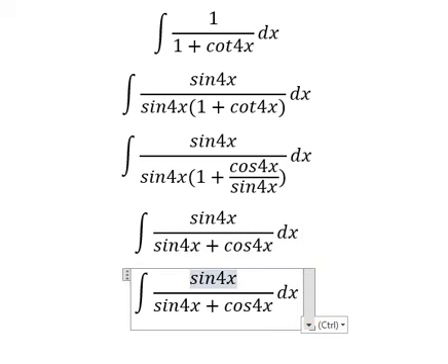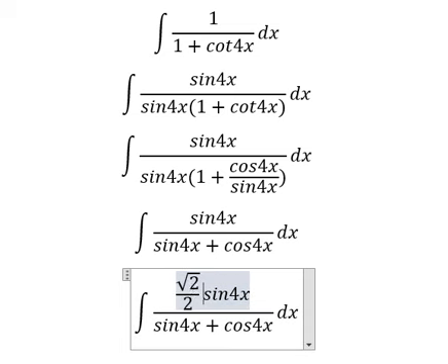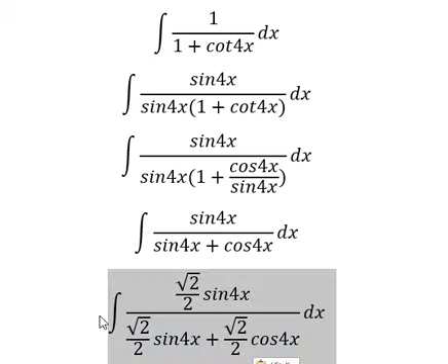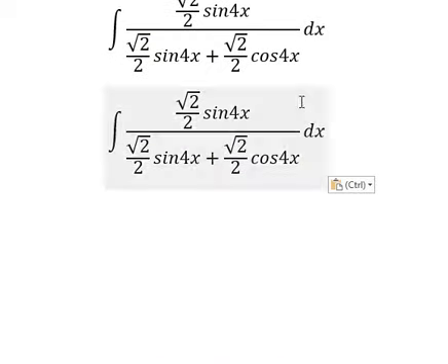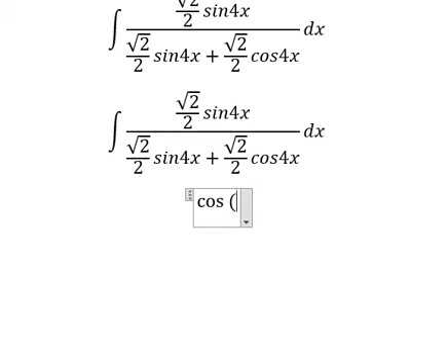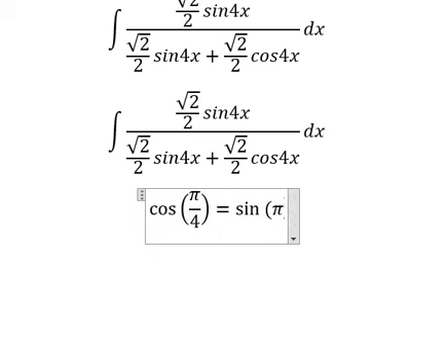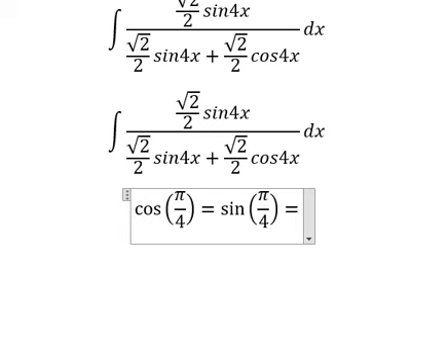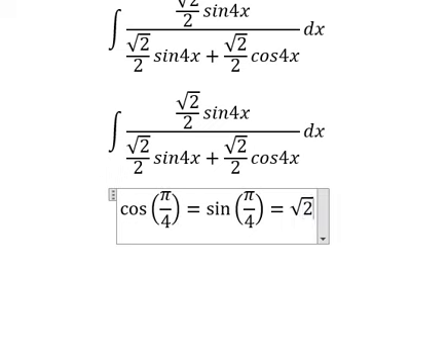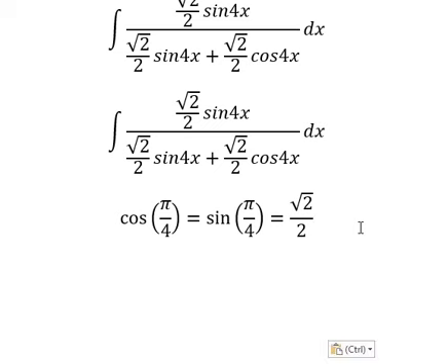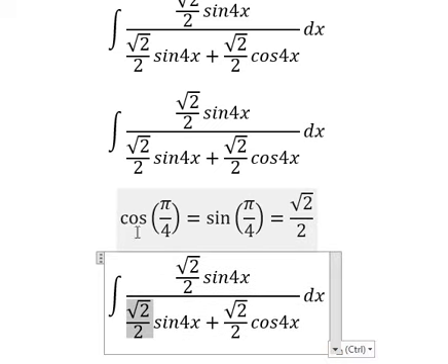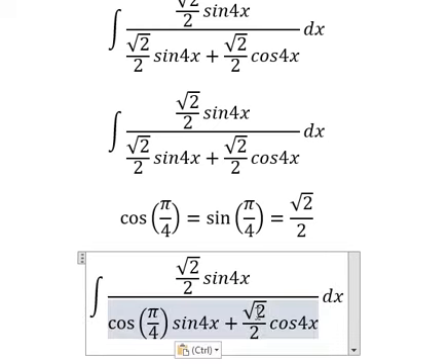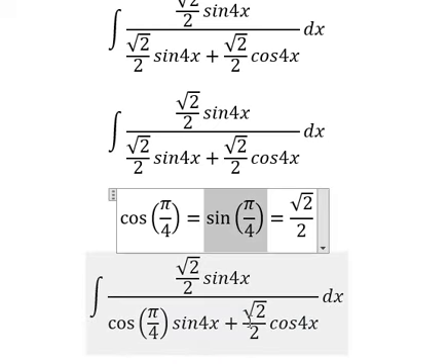Next, we need to multiply by the square root of number 2 over number 2 on numerator and denominator. So we have cosine of b over 4 equals sine of b over 4 equals the square root of number 2 over number 2. So this one is about this one, and this one is about this one.